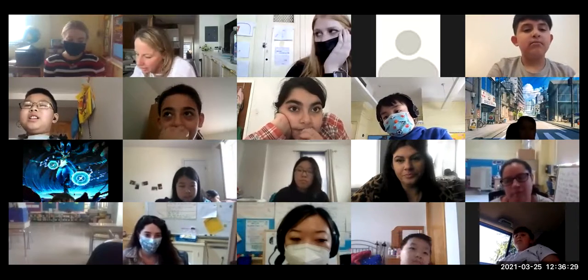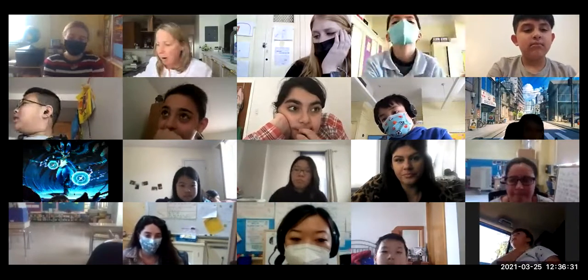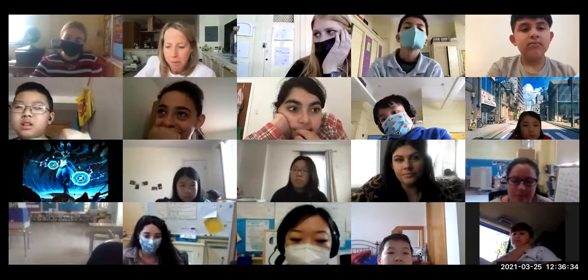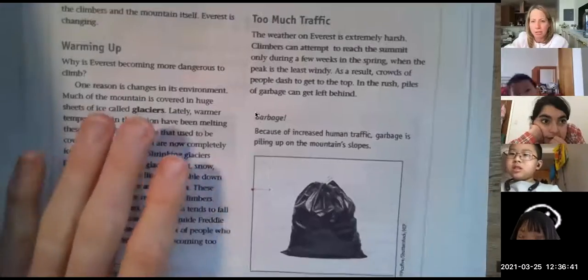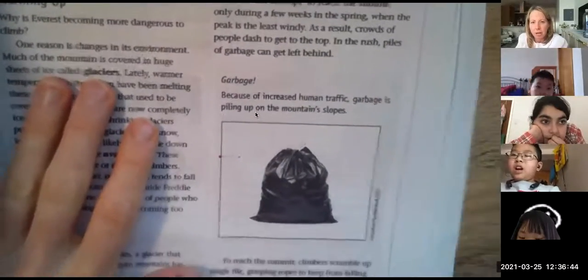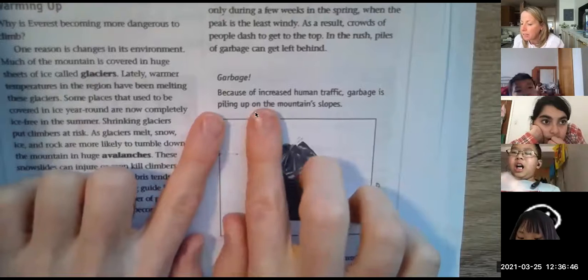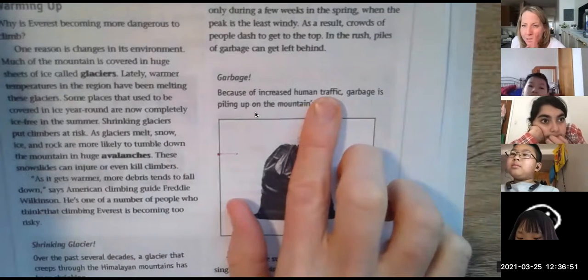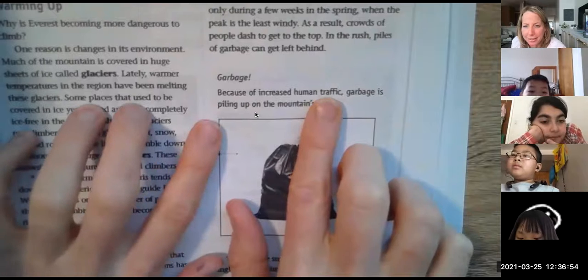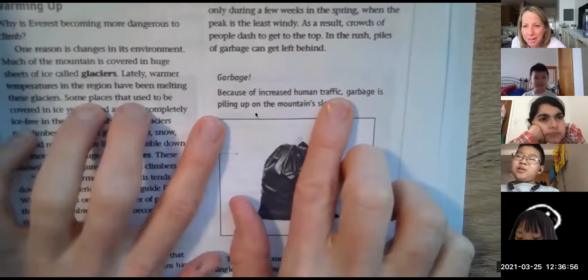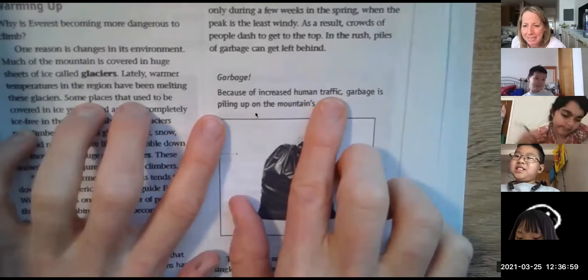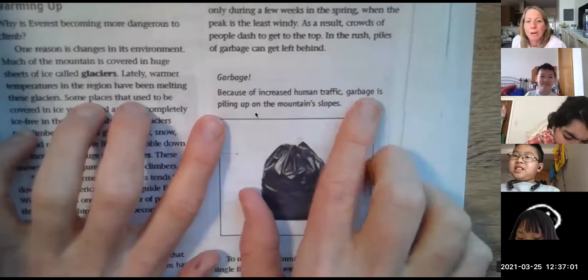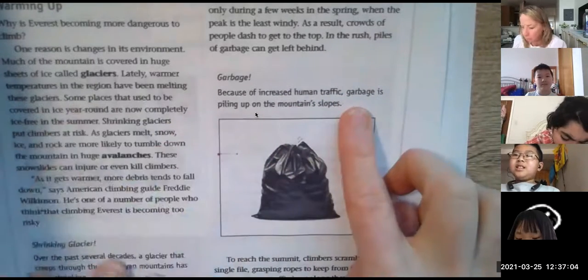We're going to go to a part we haven't read yet, but that's okay because we're just going to focus on the word. Fifth graders, let's get ready to try our strategy. There's this part about garbage and it says, because of increased human traffic, which doesn't mean traffic like cars. It's human traffic. Garbage is piling up on the mountain slopes.